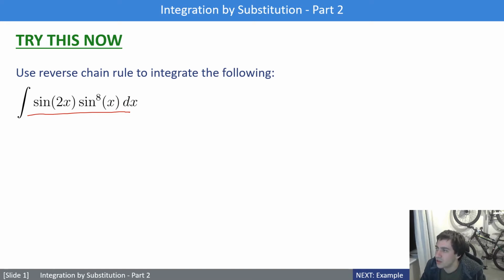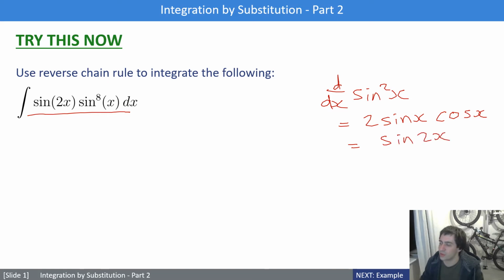Here's my hint. The derivative of sine squared x is 2 sine x times the derivative of sine x, which is cos x, and that is equal to sine 2x. Okay, that's my hint. So with that, if you haven't already, see if you can finish it off. Pause the video now. And now let's look at the actual answer.